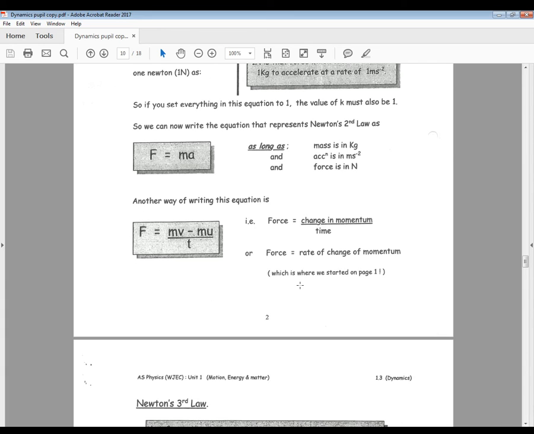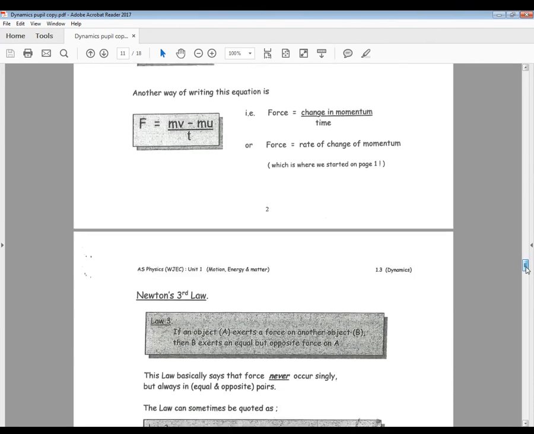There's that part I was on about there. Force is the rate of change of momentum, mv minus mu over t. You'll have to use that equation quite a bit in A-level physics.